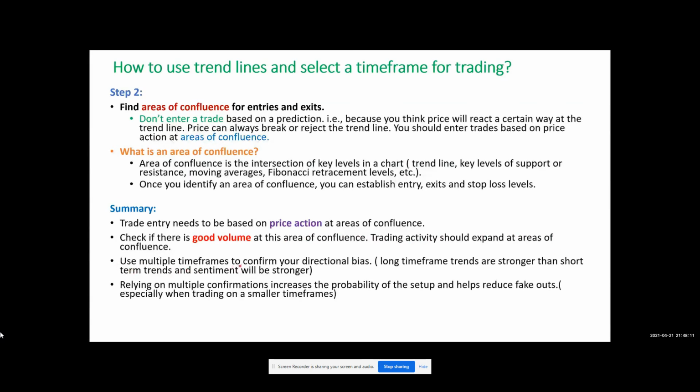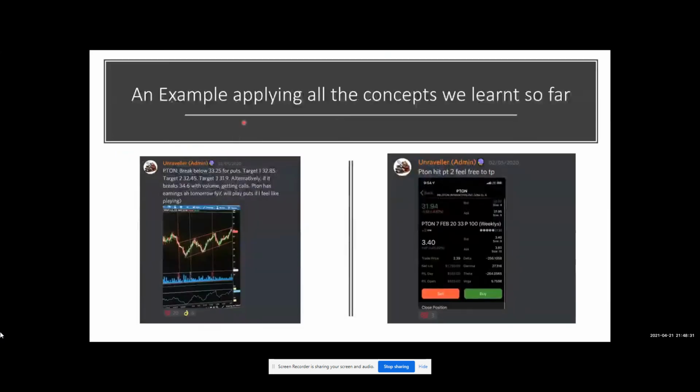And then use multiple time frames to confirm your directional bias. Long time frame trends are stronger than short time frame trends, and sentiment will be stronger. Relying on multiple confirmations increases the probability of the setup and helps reduce fakeouts. Hence, the importance of areas of confluence, right? So now we're going to look at some real examples, real trades that we did.